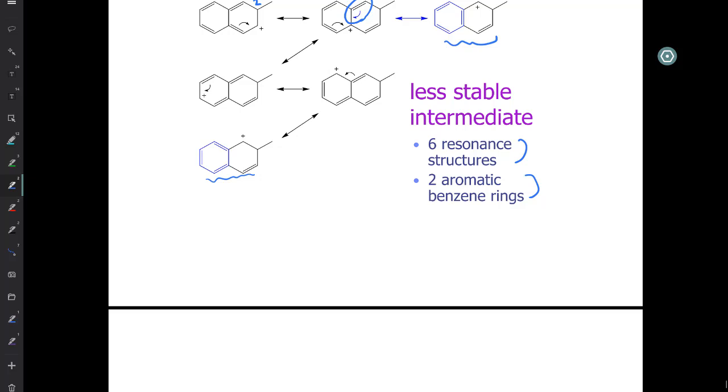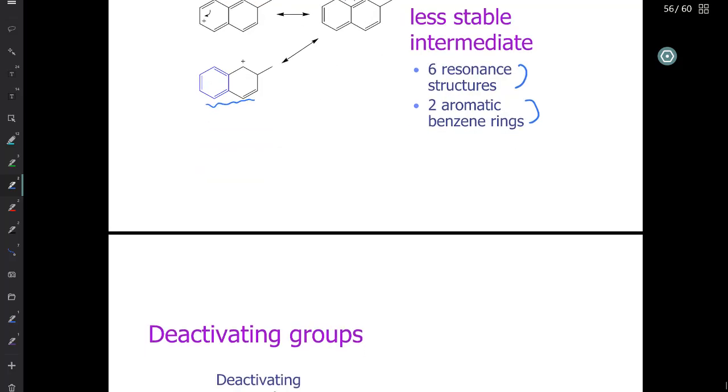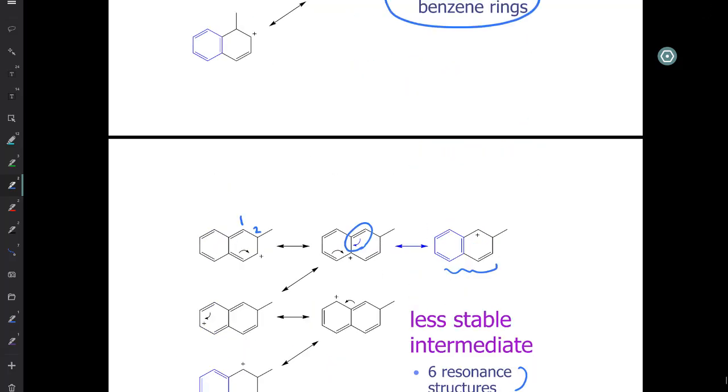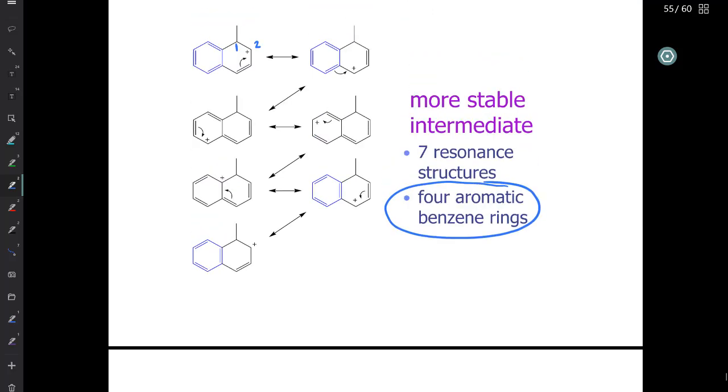And then structural stability lends to the thermodynamic product. So what we've just been talking about when we're talking about carbocation stability is intermediate stability. The 2 position, the intermediate, is higher in energy because there's fewer aromatic resonance structures, and there's only 6 resonance structures in total.